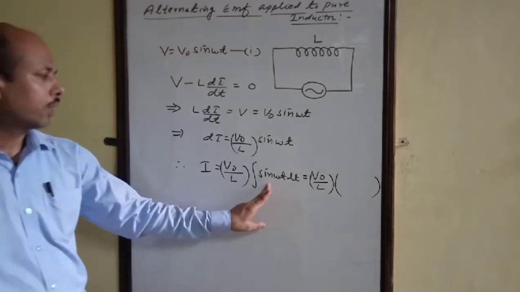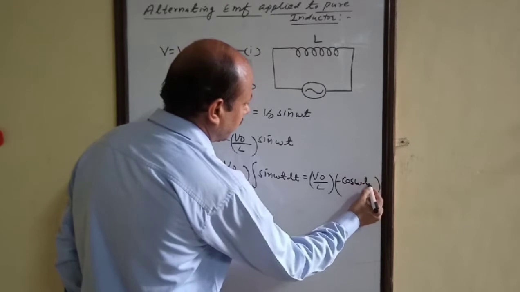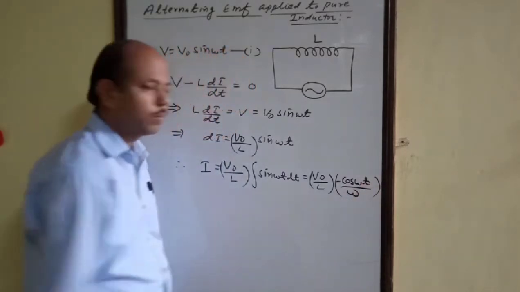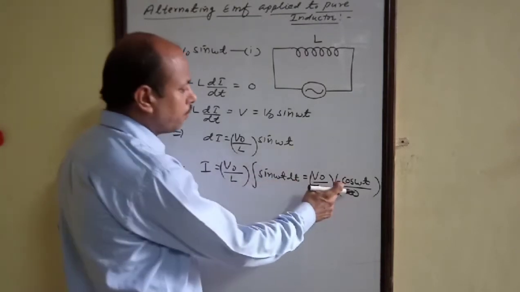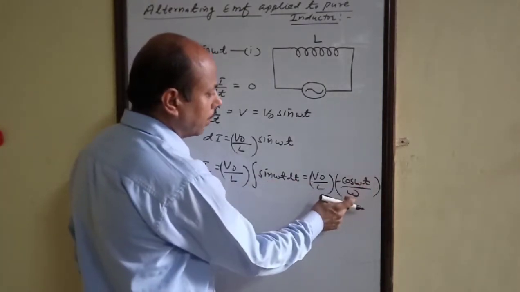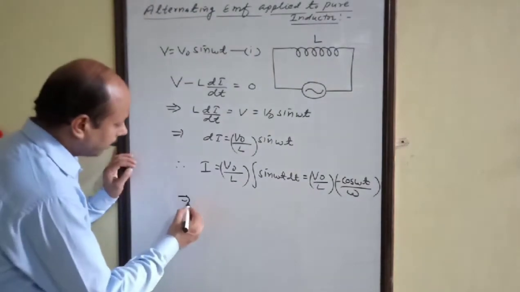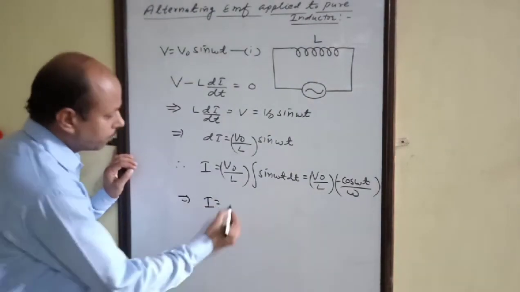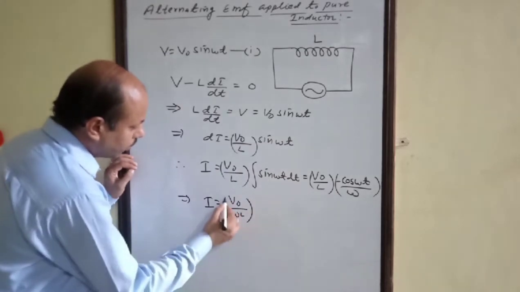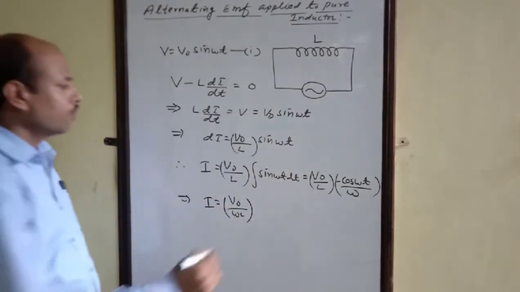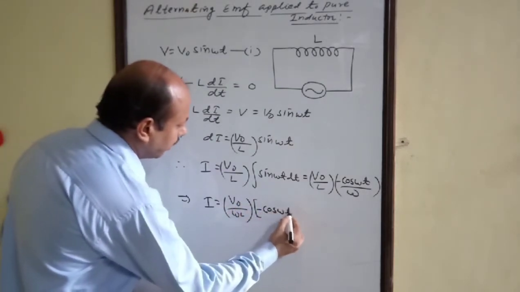Integration of sin omega t will be minus cos omega t divided by omega. Now we have to arrange this equation. Then I equals V naught by omega L. This quantity we are writing separately, and here it becomes minus cos omega t.